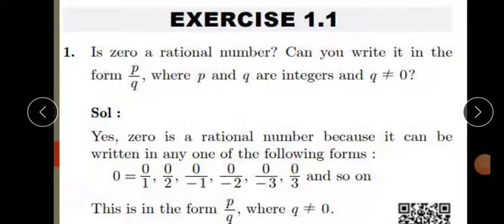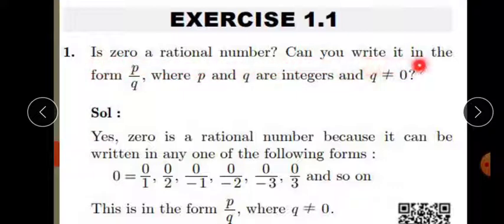Good morning, students. Today we are going to solve the exercise problems of chapter 1, that is number system. So we'll start with exercise 1.1. Let us start with the first question. The first question is: is 0 a rational number?